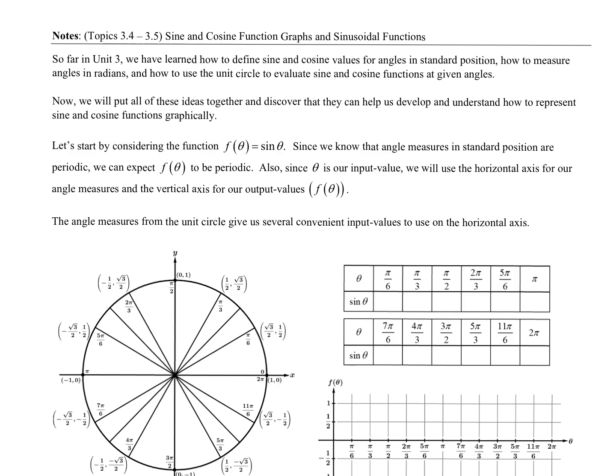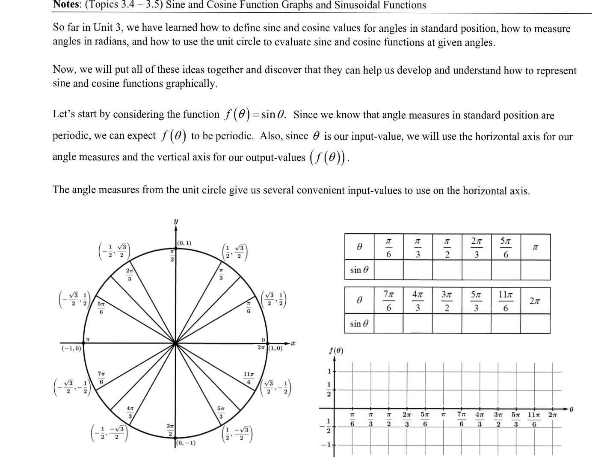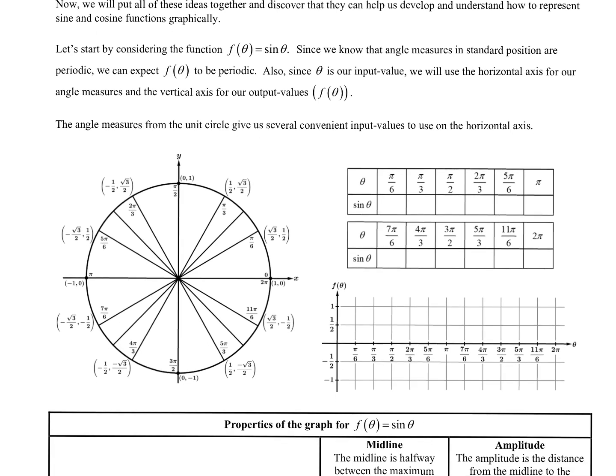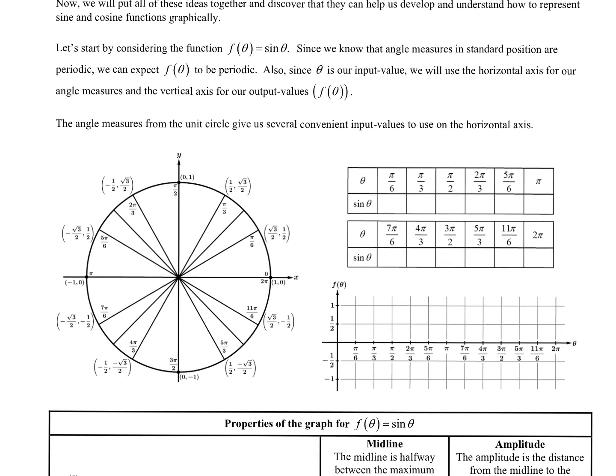Keep going. Let's start by considering the function f of theta equals sine of theta. Since we know that angle measures in standard position are periodic, we can expect... What does periodic mean? One rotation. A rotation. It's a cycle, remember? It keeps happening over and over and over. That's what the period is. All right, keep going.